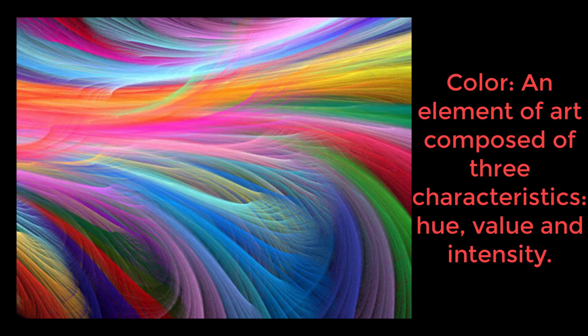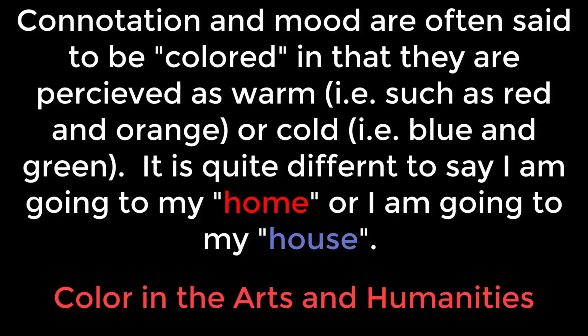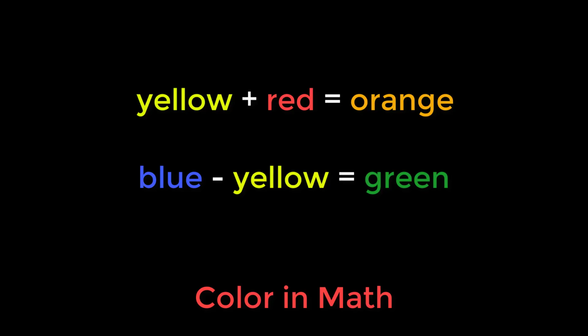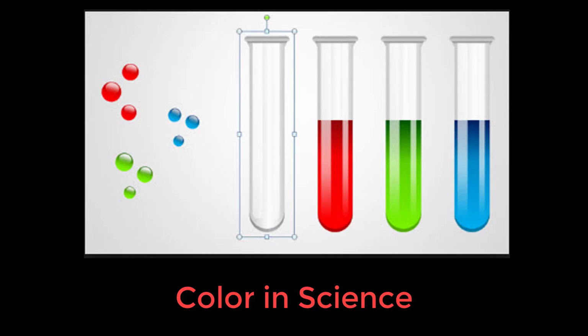Color is an element of art composed of hue, value, and intensity. In English language arts, connotation and mood can provide color to writing. We can add and subtract color pigments in math.